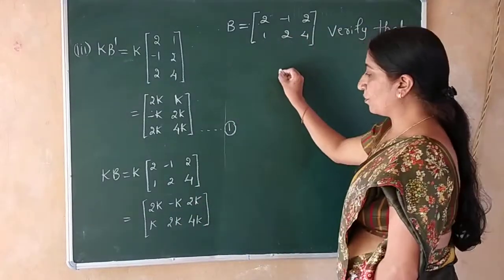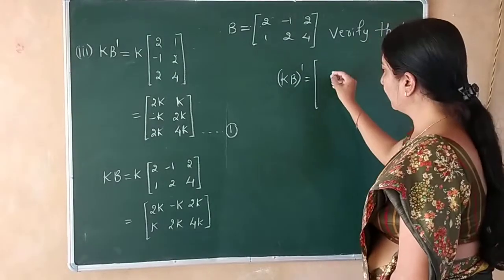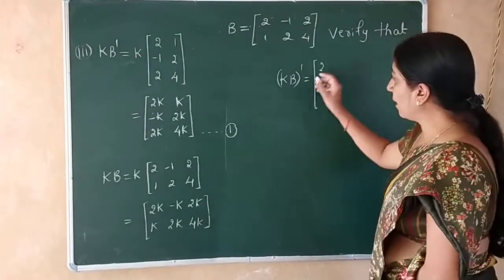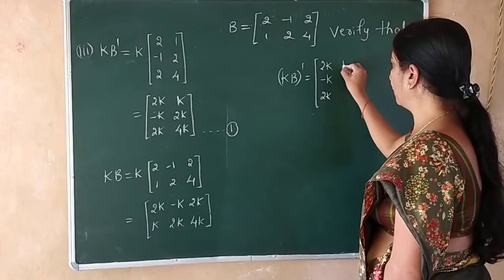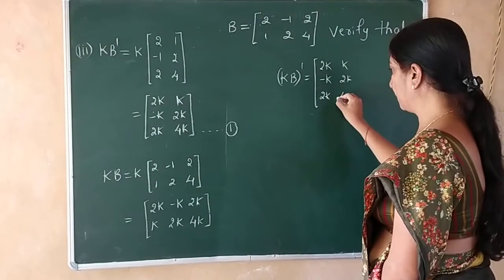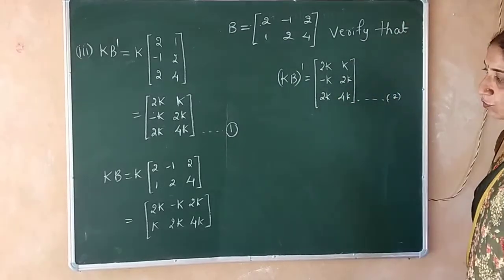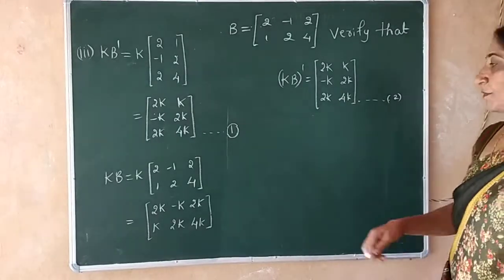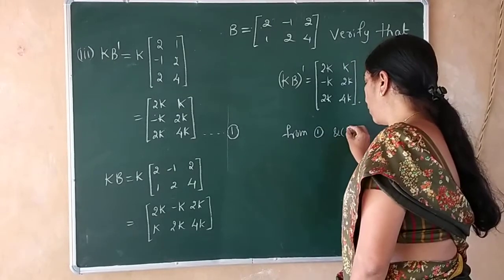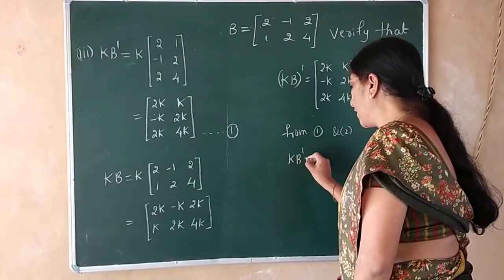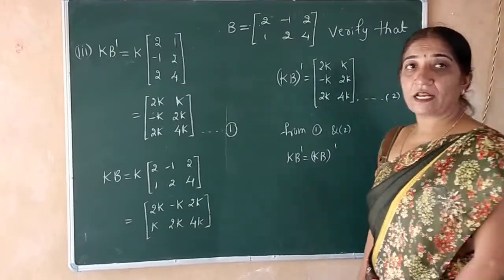Then write down the transpose of this. K into B whole transpose we have to write. So for this we have to write the transpose, means changing row as a column, column as a row. And call this equation 2. See, in equation 1 and 2 what you are observing, the elements are same. Then your result will be, from 1 and 2, K into B dash is equal to K into B whole dash. See, this completes the last example.